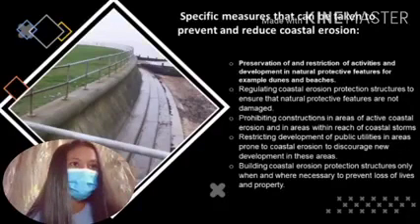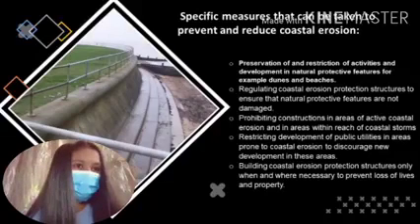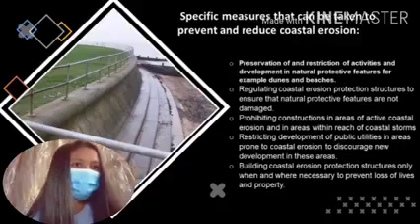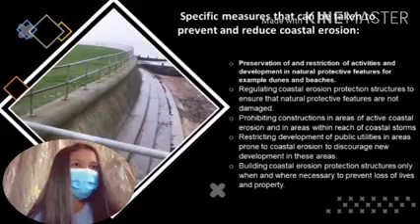First is the preservation and restriction of activities and development in natural protective features, for example, dunes and beaches. Bullet number 2. Regulating coastal erosion protection structures to ensure that natural protective features are not damaged. Bullet number 3. Prohibiting construction in areas of active coastal erosion and in areas within reach of coastal storms.